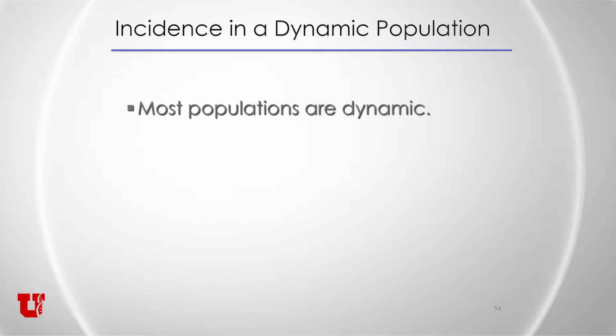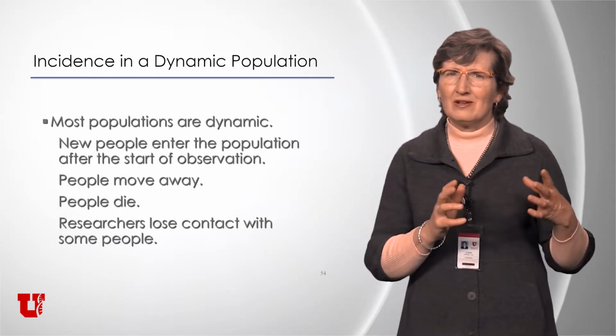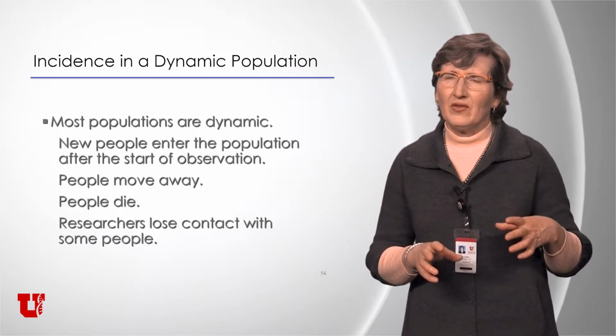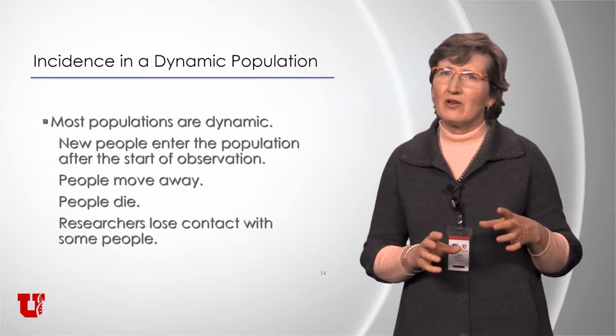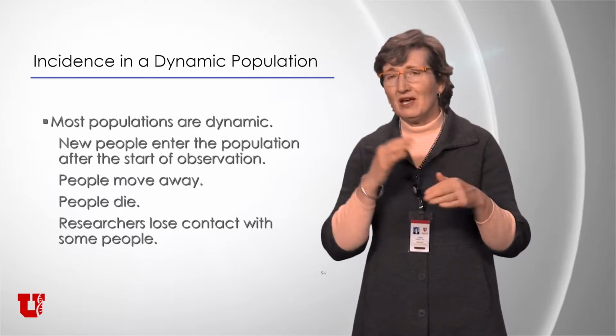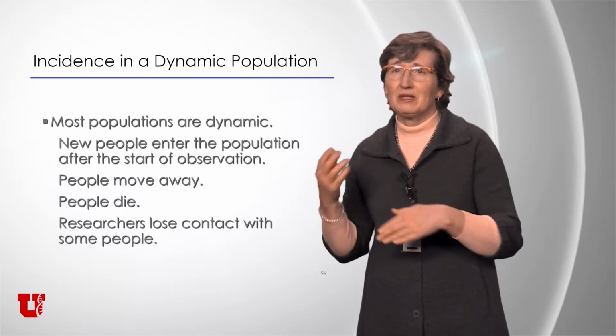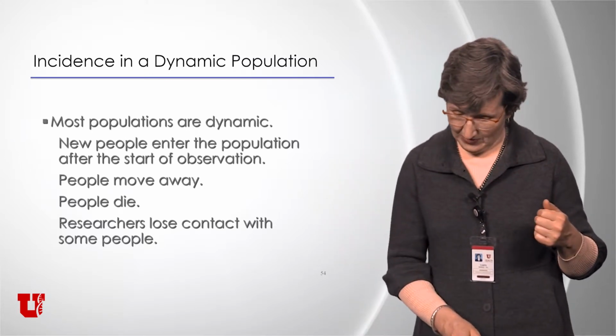In fact, most populations are dynamic. New people can enter the population after the start of observation. People might move away, people might die, researchers might lose contact with some people. So we talked about incidence being measured in a defined population at risk, but getting that population at risk to all sit still while we measure them is hard. So now our defined population at risk may have different people coming and going from the population during the course of the study. So we need a measure for that.